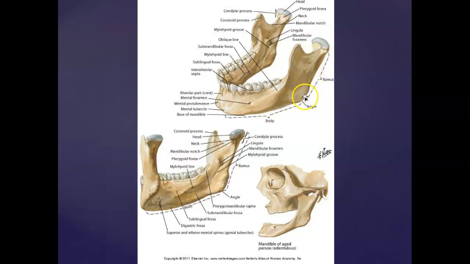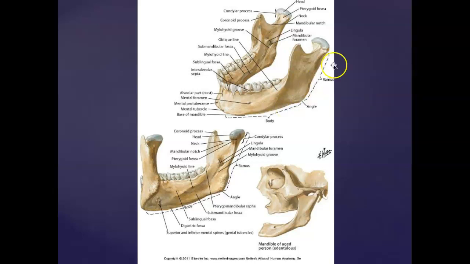So ramus, angle, mandible. When I was a kid, Christopher Reeves was a superhero, and I think one of the prerequisites to become Superman was he had to have a very good angle of his mandible to become a superhero in Hollywood back in the 80s.